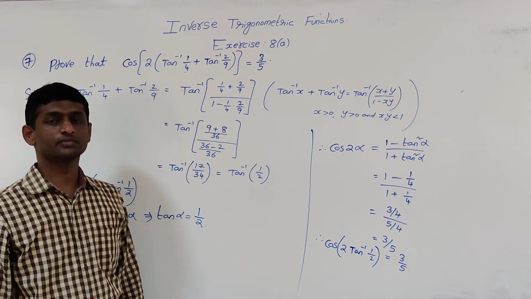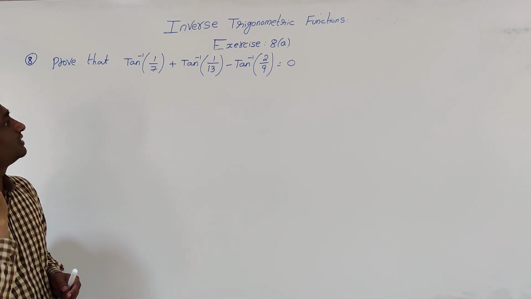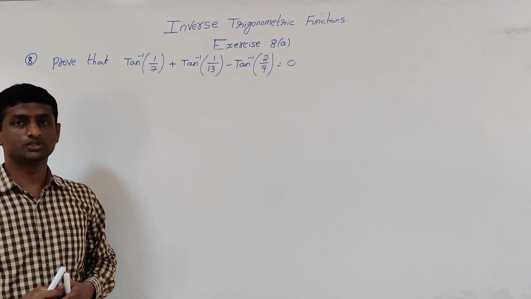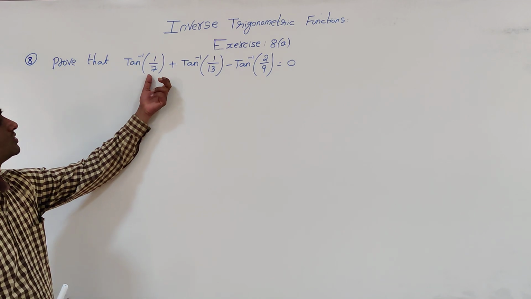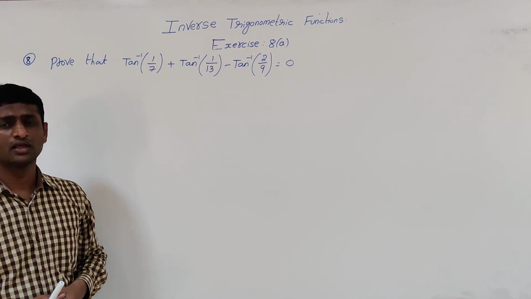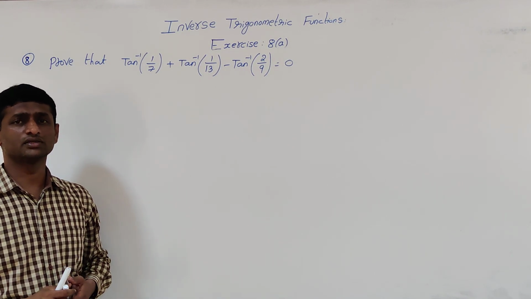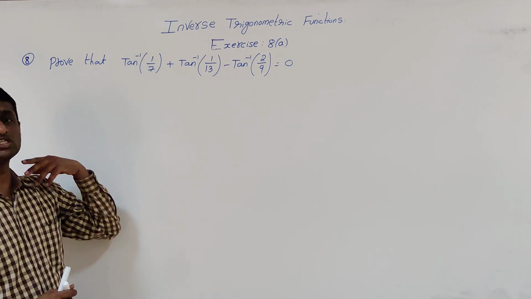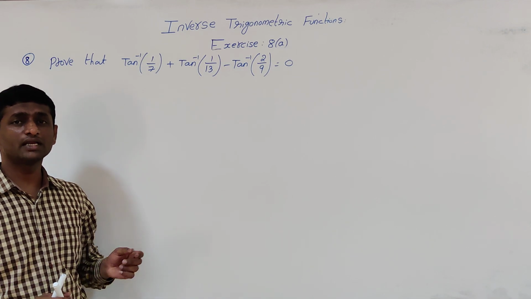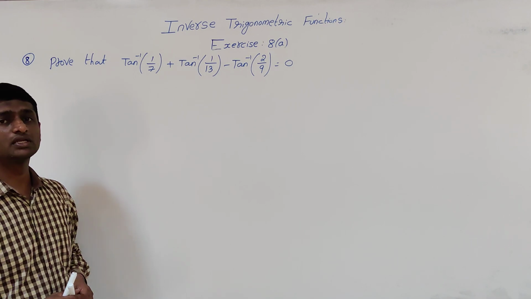Next problem. Prove that tan inverse of 1/7 plus tan inverse of 1/13 minus tan inverse of 2/9 is equal to 0. If you observe, the first two terms are in the form of tan inverse of x plus tan inverse of y. So what condition do we have to check? 1/7 is a positive real number, 1/13 is also a positive real number, and the product 1/7 into 1/13, that is 1/91, is less than 1.